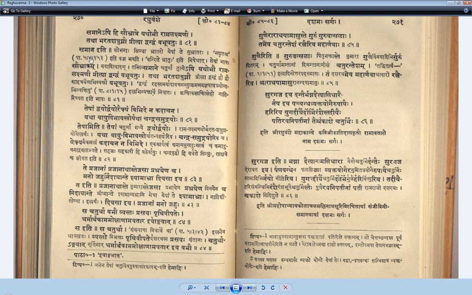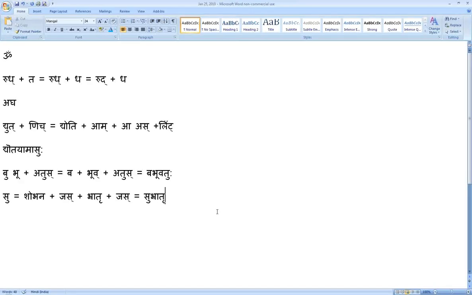Nadyritascha, 5.4.153, iti kap na bhavati. Kasmad na bhavati? Vandite bhratu iti nishedhat. So he's telling you why the Kap Pratyaya has not come here. Why did it not become Subhratruka? Why did it not become like that?